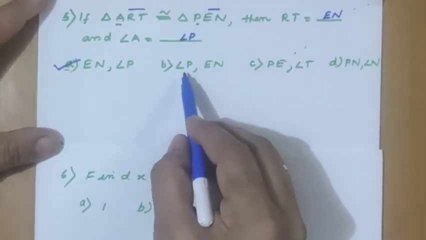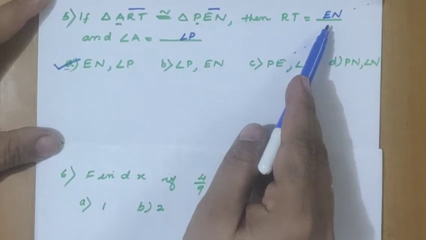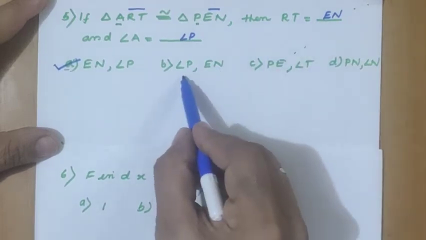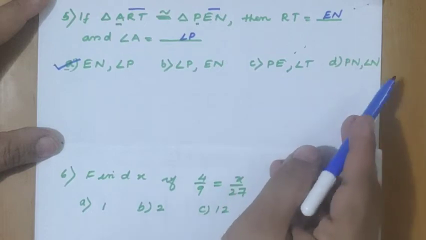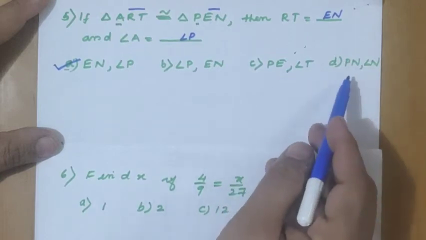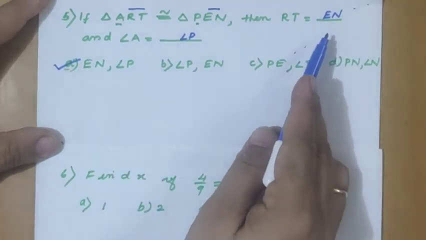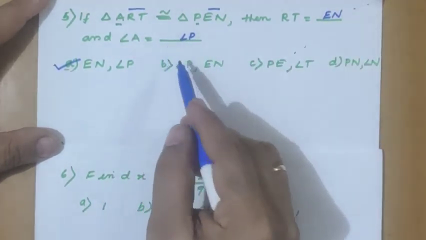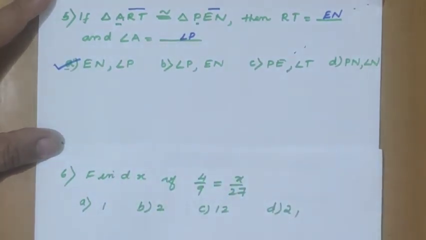See, in the second question, the answer is given as angle P and EN, but the first filling of the blanks is for the side, so don't write this one, this is not correct. Similarly, it is given PE and angle T, PN and angle N, that is definitely wrong only. So there may be confusion regarding A and B, but according to the order, the first side is written, then the second angle. So here the correct option is A only.